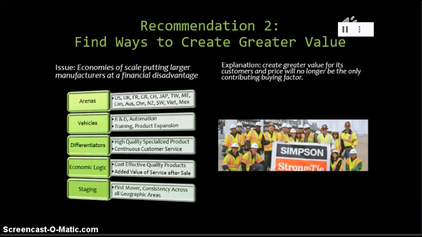Our second critical issue shows that economies of scale were putting larger manufacturers at a financial disadvantage. So our second recommendation is to find ways to create greater value. A simple explanation would be that creating greater value for current and future customers will cause them to shop no longer based purely on price.